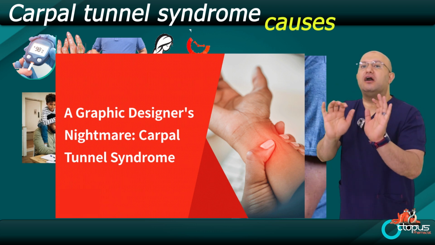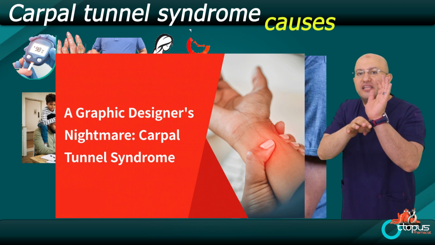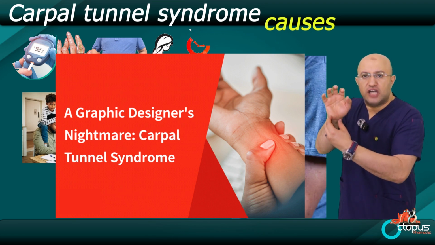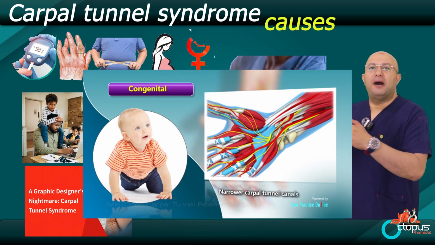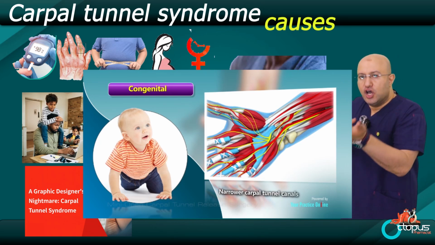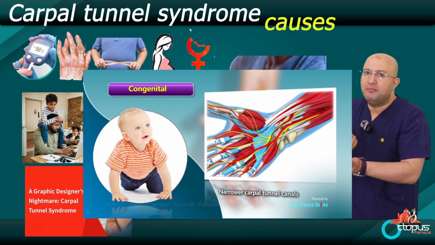Genetic and anatomical factors. Some individuals are born with a naturally narrower carpal tunnel, increasing their susceptibility to nerve compression. Symptoms may not appear in early life but can develop with age as the median nerve experiences prolonged pressure over time.